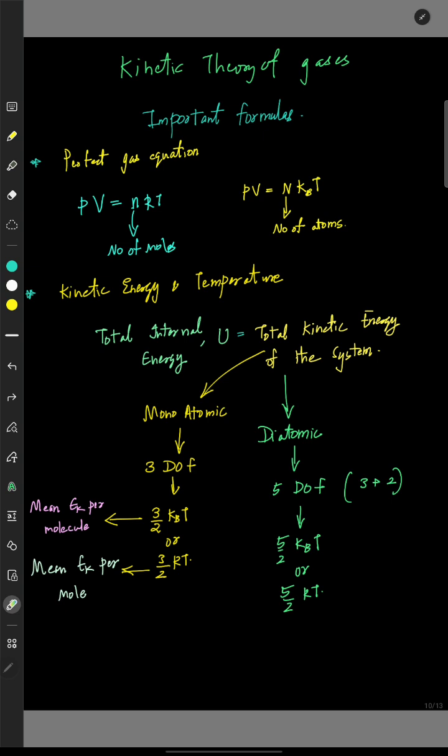Wherever kBT comes, we know that it represents the molecule. So this 3/2 kBT is the mean kinetic energy per molecule, and 3/2 RT is the mean kinetic energy per mole. Okay, so we have mole and molecule.